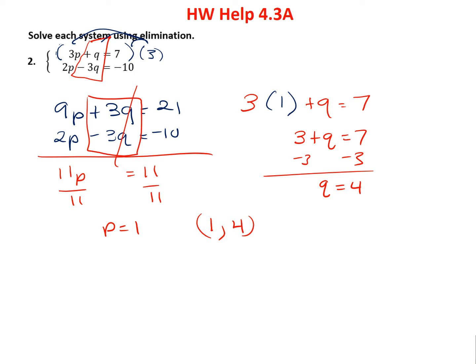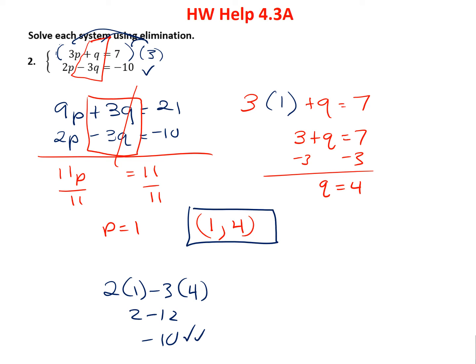Let's just double check it to make sure we got the right answer. We'll put this into the other equation to make sure it still works. 2 times p, 2 times 1, minus 3 times 4. That's 2 minus 12, or negative 10, which is here. So we know we do have the right answer. The solution to that equation is p is 1 and q is 4.